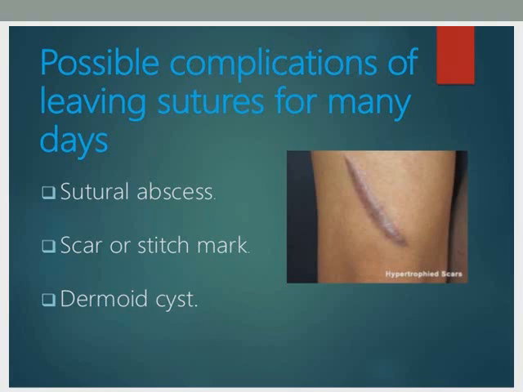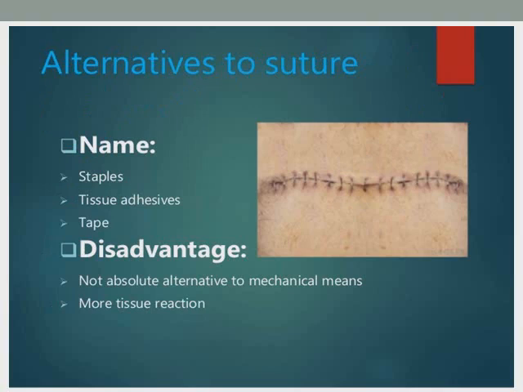Alternatives to suture عندنا يا اما staples راح تكون مثل على شكل كابسة او كليبسات, tissue adhesives اللي هي مثل الأشرطة الصير or tape. The disadvantages: not absolute alternative to mechanical means and more tissue reaction.